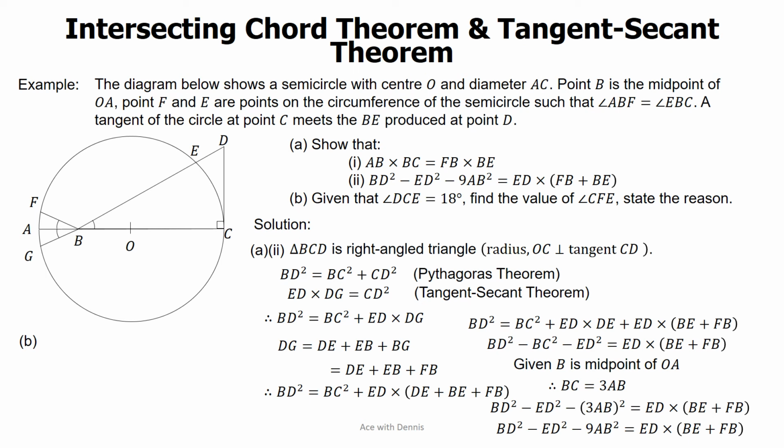Solution for part B. We can join and draw the triangle FEC. From here, CD is the tangent, then angle ECD equals angle EFC. So by alternate segment theorem, angle CFE equals angle DCE, which equals 18 degrees.